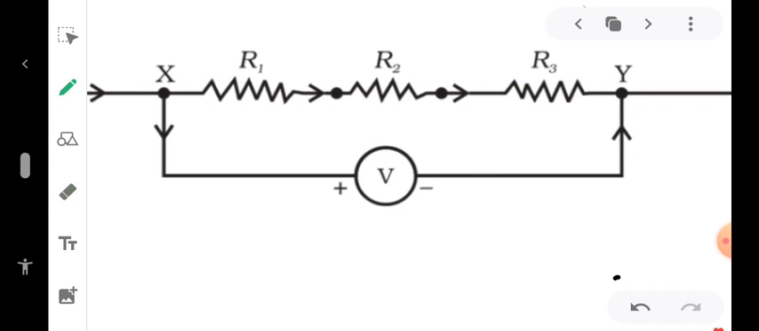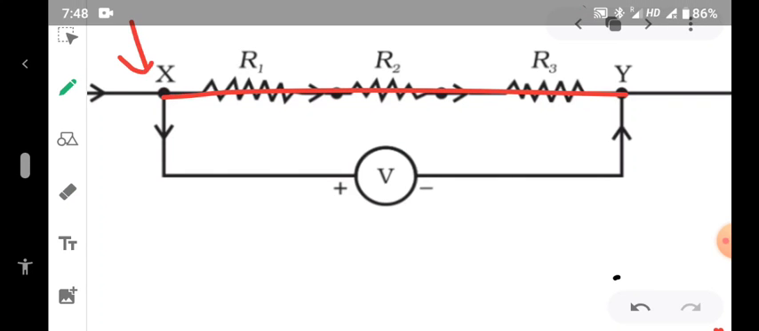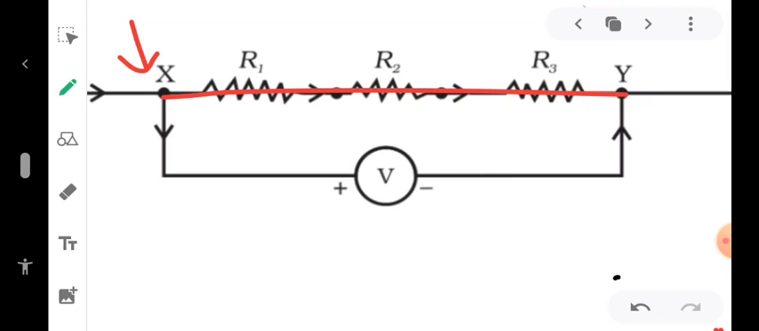I told you to consider this entire part as a single pipe, in which we get the water. So this is a very simple pipe. If some amount of water is coming in this way, the same amount of water will come out here. For example, 1 liter.